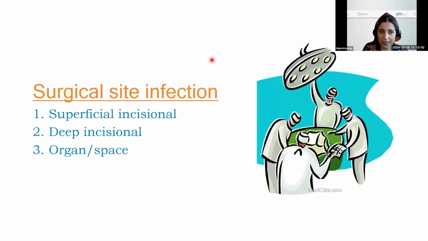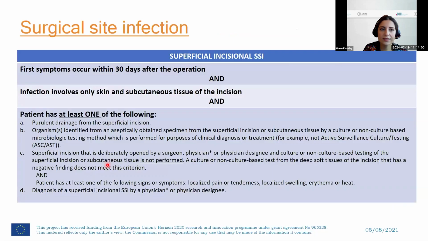The next infection is surgical site infections. As I said earlier, in the first presentation, we have 3 kinds of surgical site infections, depending on the level of the infection. That can be superficial incisional, deep incisional, or organ space. For superficial incisional SSIs, the definition criteria is met when the infection obviously involves only skin and subcutaneous tissue of the incision, and first symptoms occur within 30 days after the operation. That was our follow-up period for superficial incisional SSIs, and the patient has at least one of the following clinical criteria.